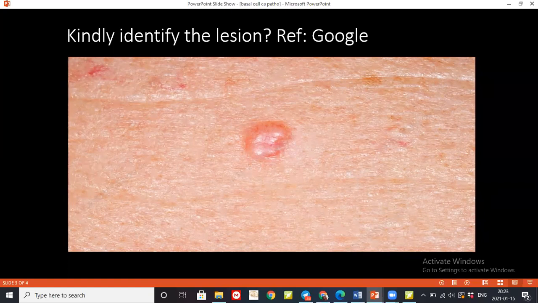So for the surgical approach, we can do a shave biopsy, we can do curettage, and we can also remove using cryotherapy. Then we can also use what they call Mohs microsurgery, with frozen section. And then what radiotherapy options can you offer?